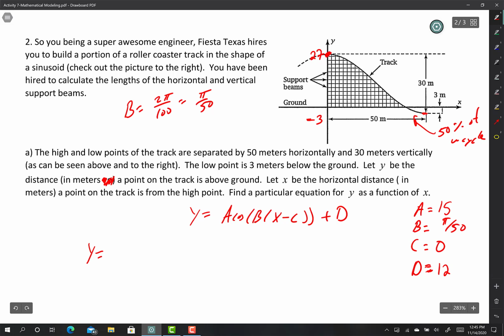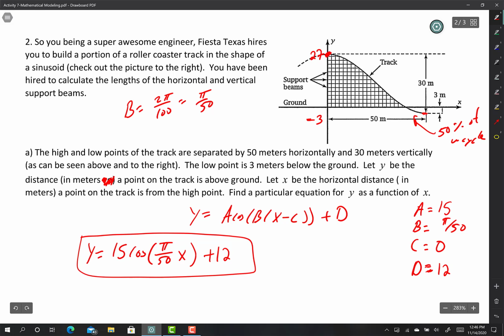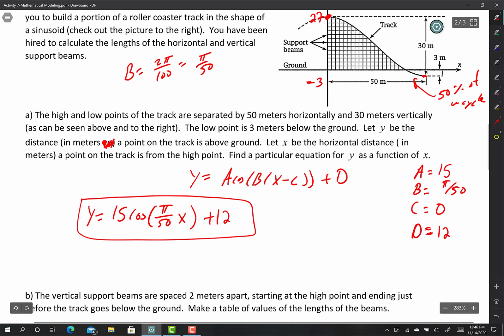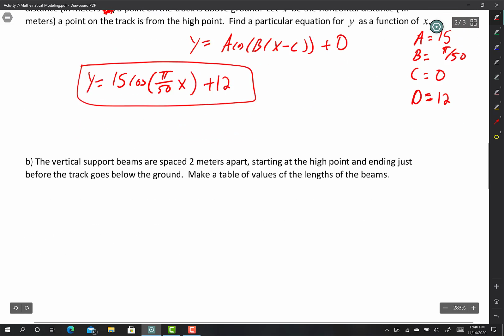So here's the equation. Y equals 15 cosine, and let me do a better job of writing cosine. Cosine of pi over 50. You don't have to put a parenthesis if there's no shift. So I'm just going to write x like that, and then plus 12. I hope that made sense. I can't really see you guys or hear you guys, so I can't tell if you're saying, yeah, that's cool, or no, that's not cool.